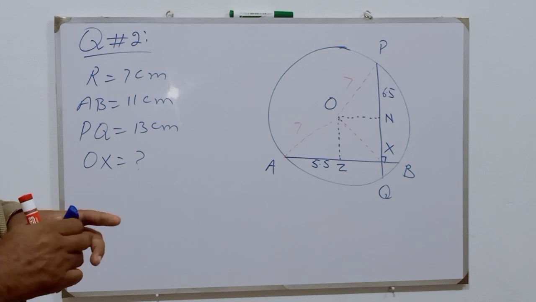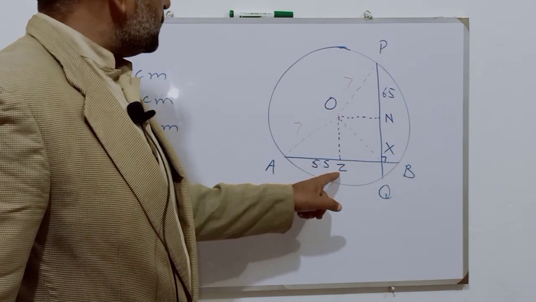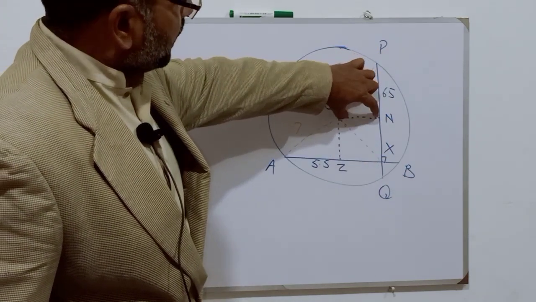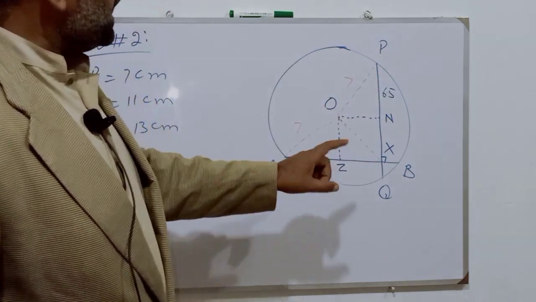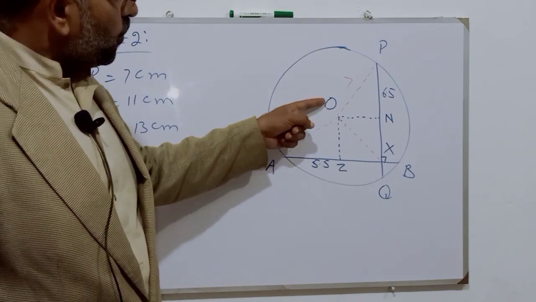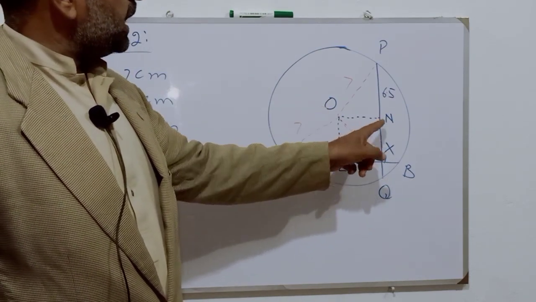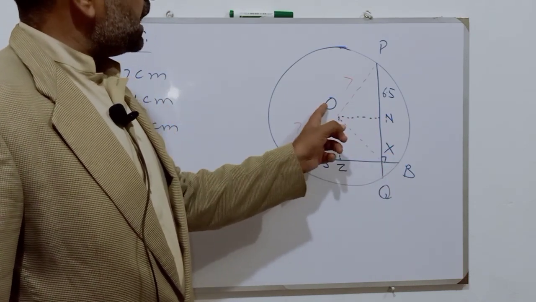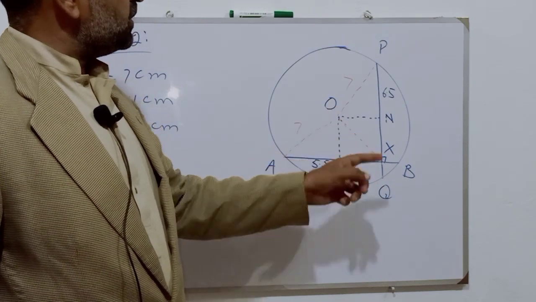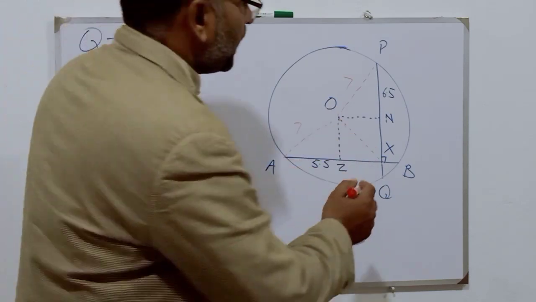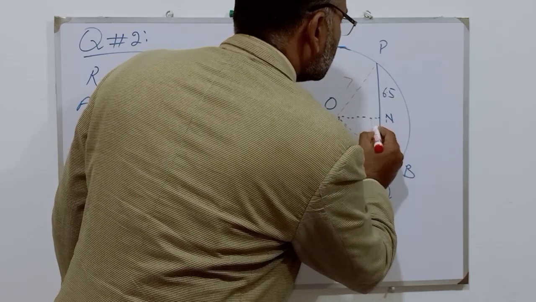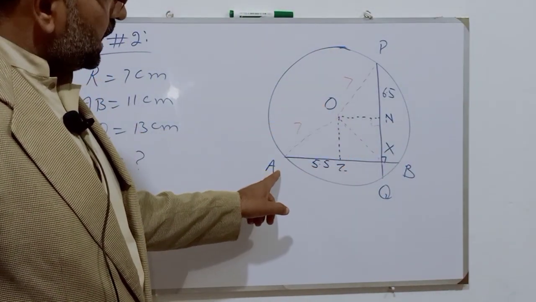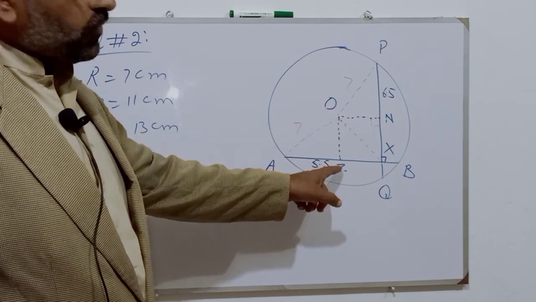Now students, we will use triangle OZA as well as ONP to find the perpendicular of both the triangles, and after finding out OZ and ON, then we will use triangle ONX to find the length of OX, because it will be the hypotenuse of the triangle. So first we will use triangle OZA to find the length of OZ.